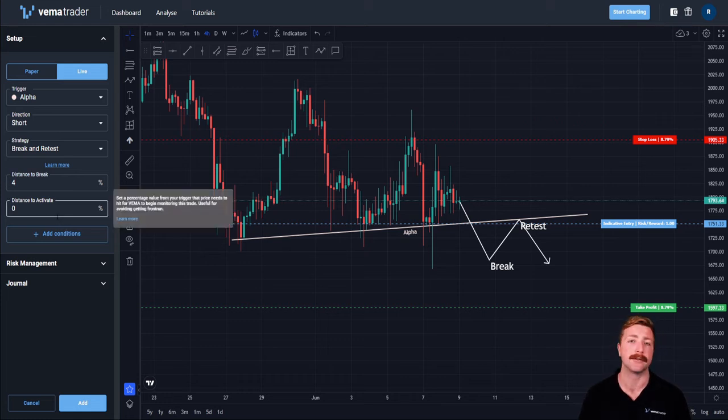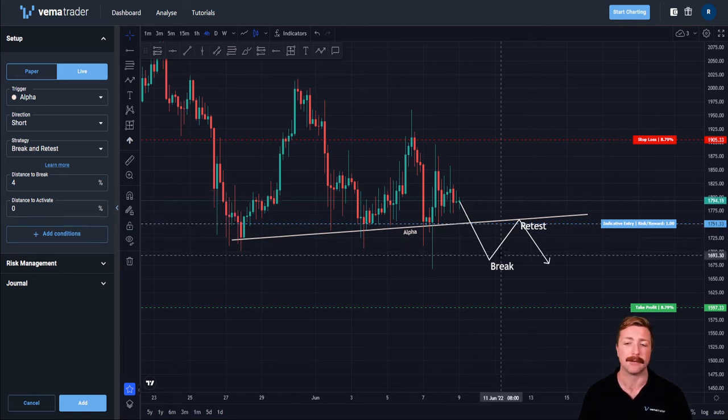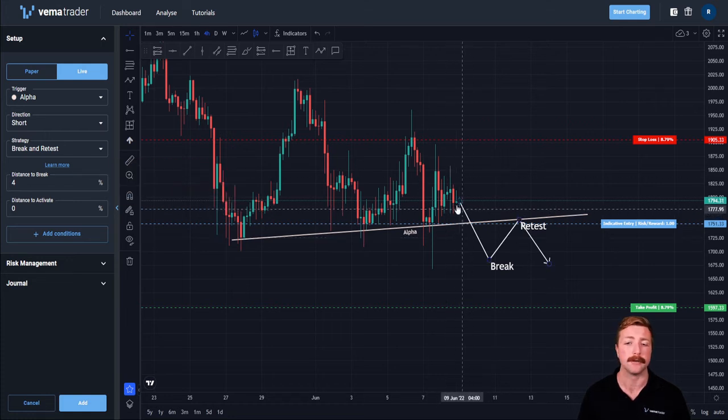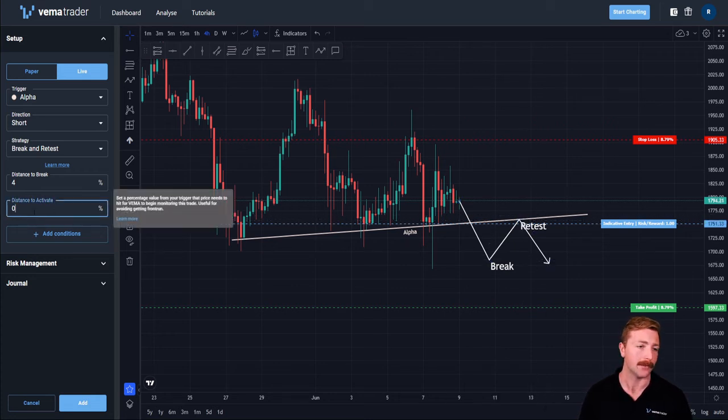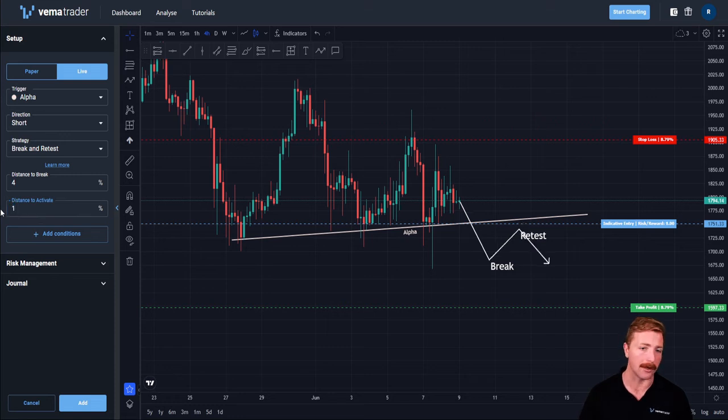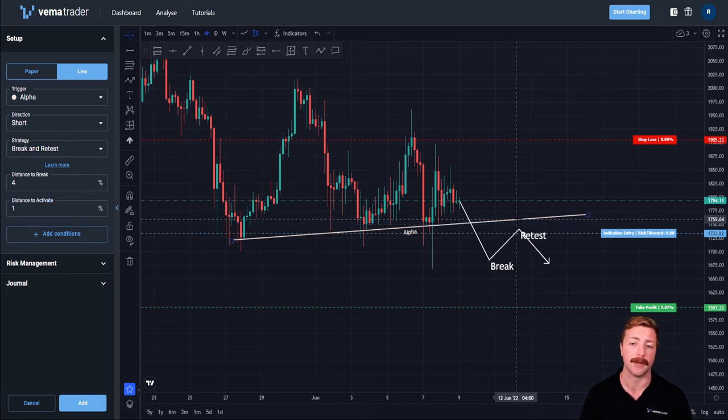Now the distance to activate. So you might be familiar with this from the bounce strategy. A 0% distance to activate means price needs to touch the trigger directly. So if we just had these two conditions, this trade setup would enter if price came down, closed more than 4% below alpha, then came back and touched alpha, then would enter that trade. If we wanted to give that a bit of a buffer, we could give a 1% buffer, and what that does is it gives us 1% below alpha that price can come back into before that condition is met.